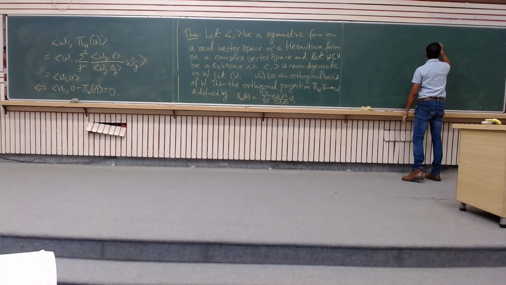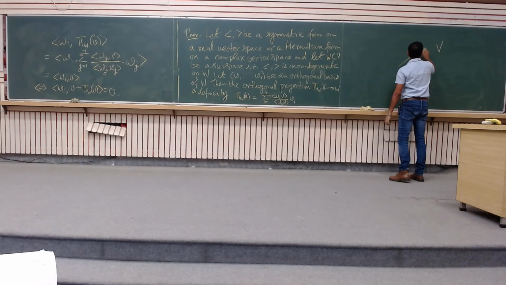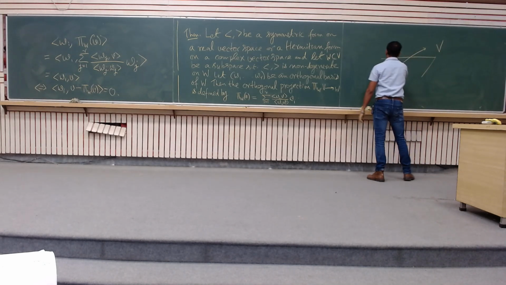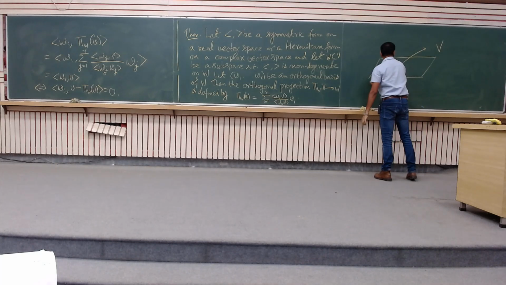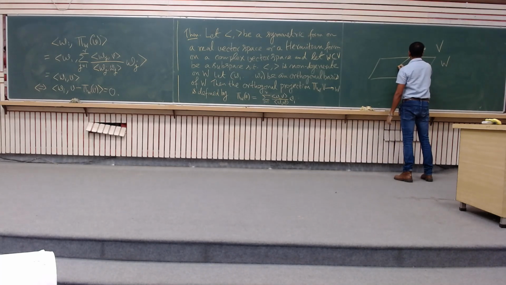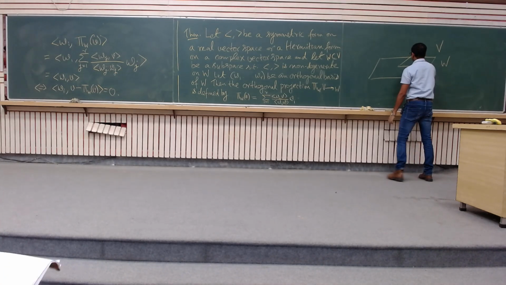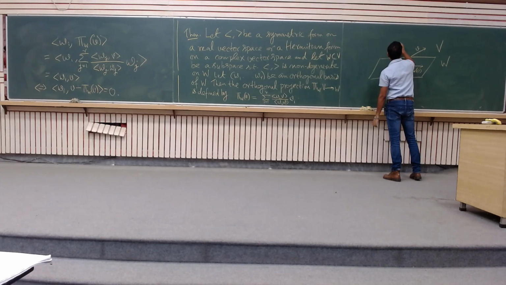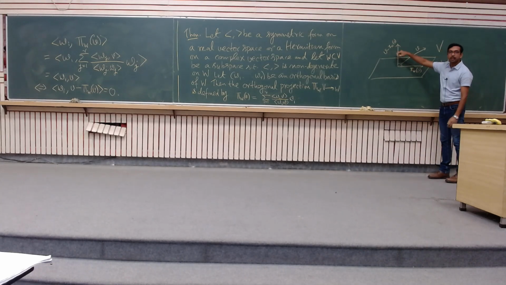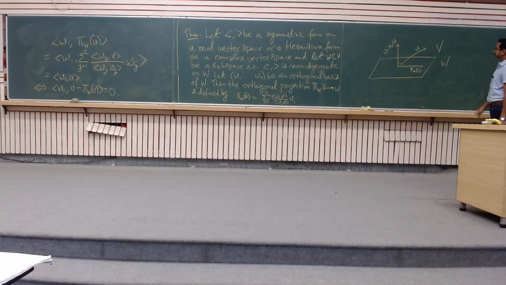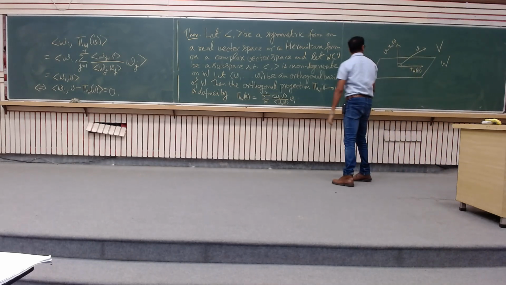So we saw that if you take some vector space V, some vector in it, and some subspace W, then we can project it on W. This is V, this is π_W V, and this one is V − π_W V. And these two are perpendicular to each other.